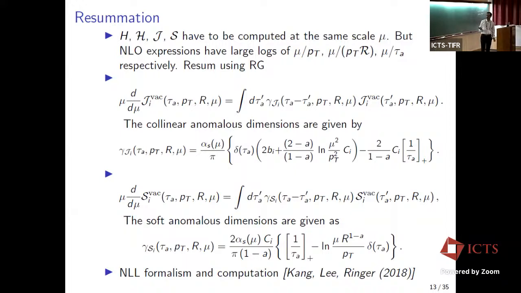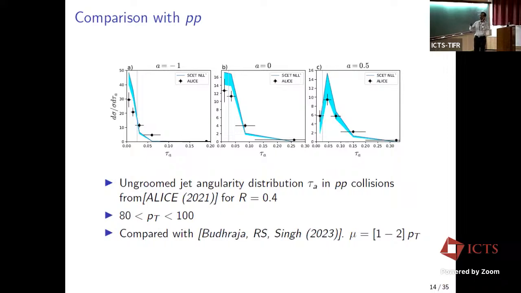So this has been done before, and there's data now. So for example, this is data from ALICE for PP, and for a particular pT bin. And this sort of factorization works well.